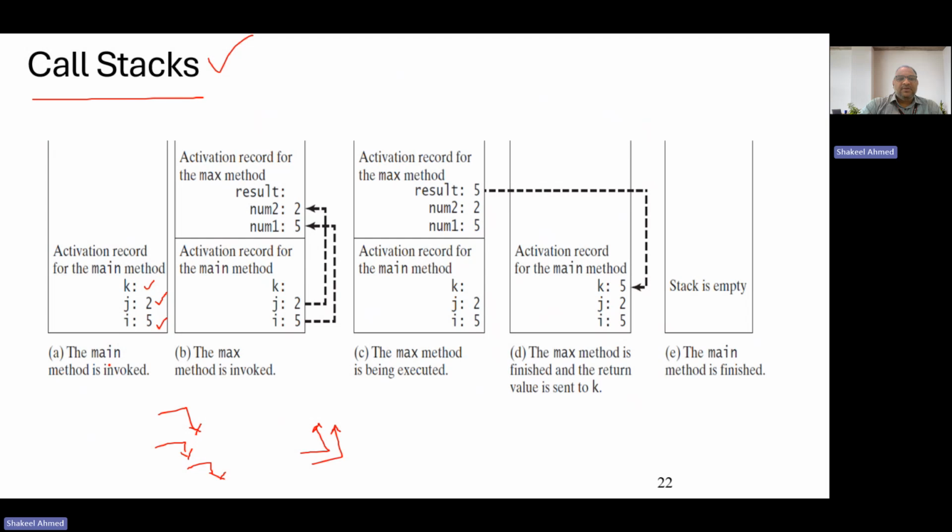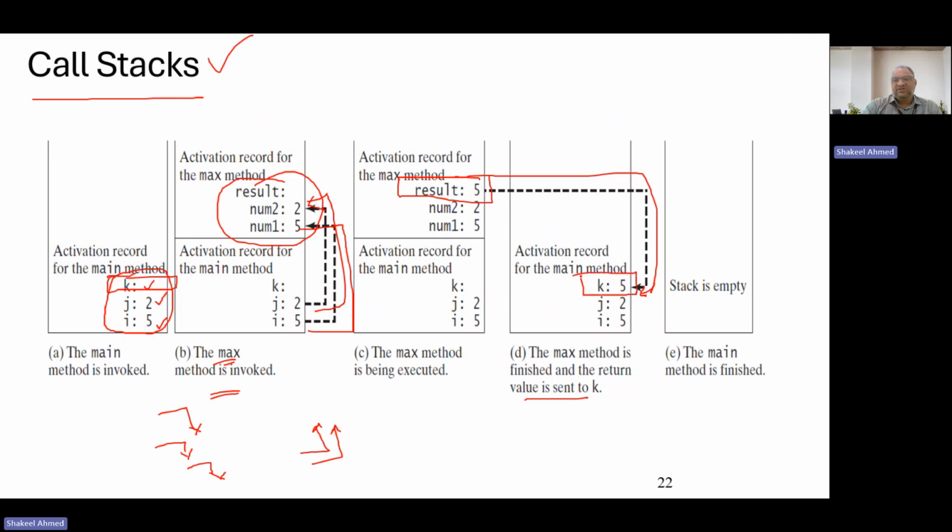So here you can see the main method, we have three variables, i, j, and k, and an activation record for the main method with i, j, and k. Then the maximum method is invoked. So now you call the maximum method. In the maximum method, num1 is assigned the i value and num2 is assigned the j value. Then the maximum method is executed, it finds the maximum of 2 and 5, you get the result 5, and then it returns. So the maximum method is finished, and the return value is sent back to k, as we mentioned here.